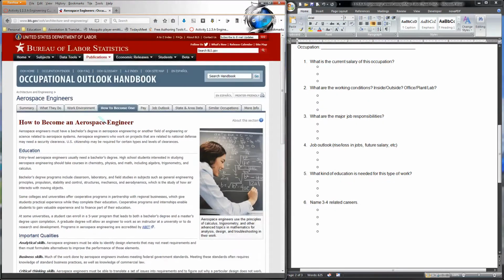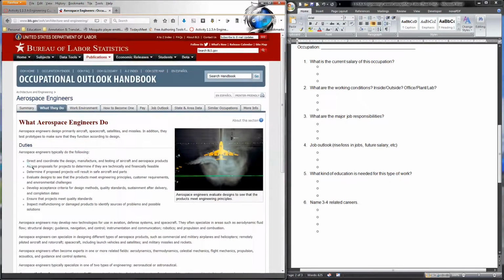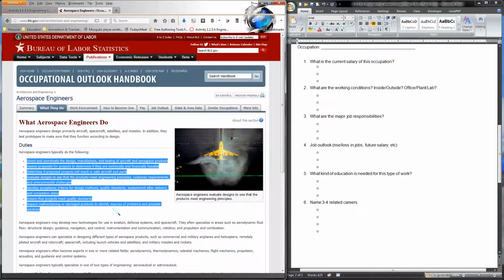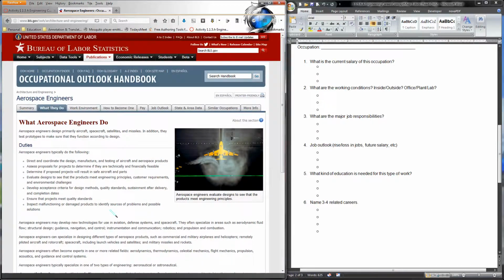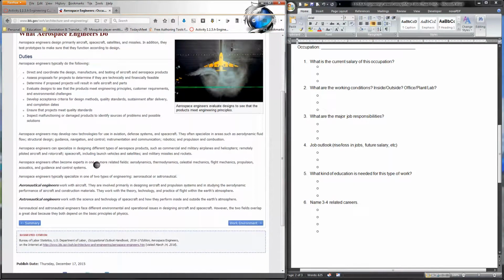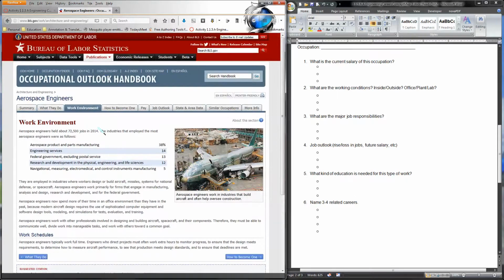Next, we have, what do they do? It has the job responsibilities here of what they do in their career. We need to pick 3 of those, and it goes on to talk a little more about those different duties. Work environment. What are the working conditions? Where do they work? For this career, most aerospace engineers work in product and parts manufacturing. 38% of the people that work in aerospace engineering work in making products and the parts that go into different air vehicles. So we can use that as a fact.